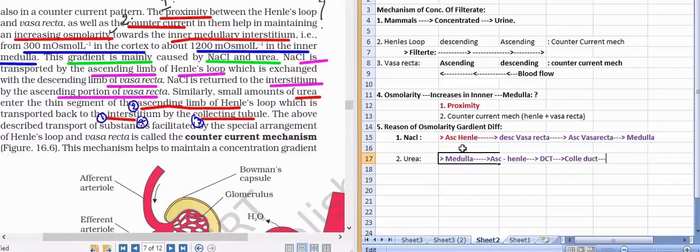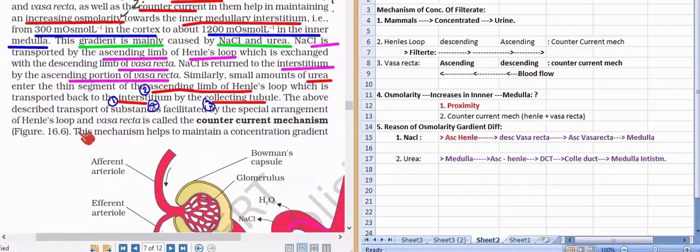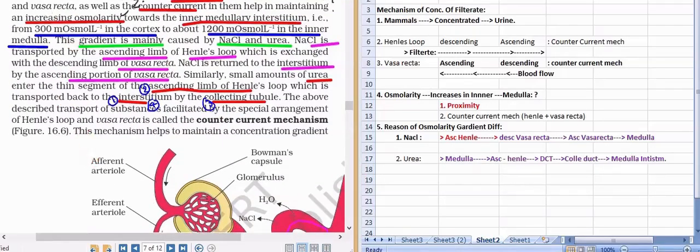From there it is going back to the medulla, the interstitium. This is the urea movement. So hope you understood. These are notes for this. Next, what's the main use?